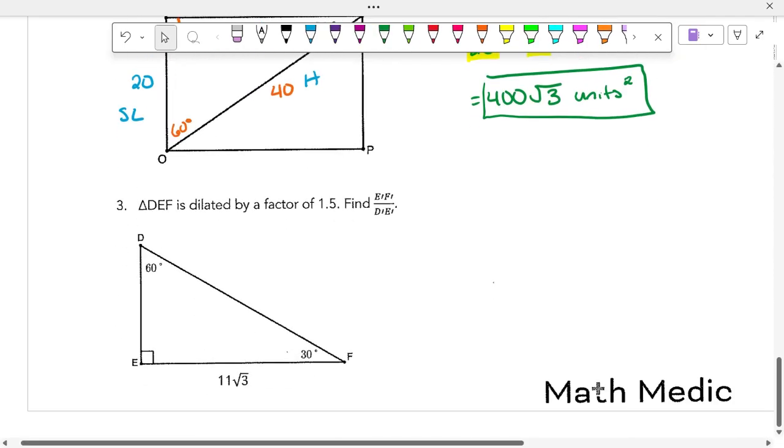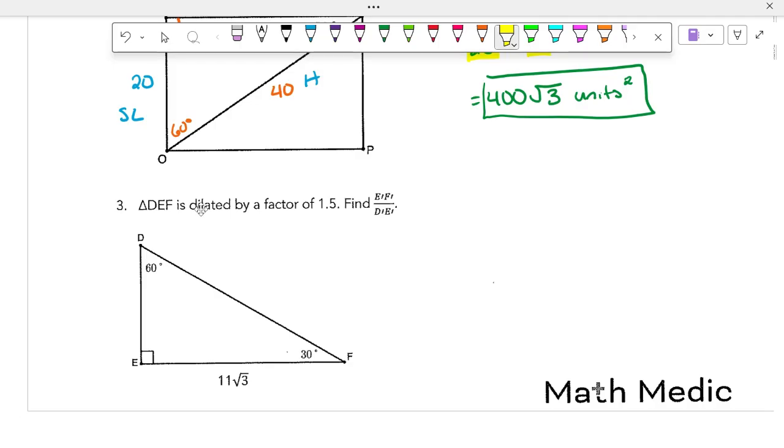All right, the last one. DEF is dilated by a factor of 1.5. And they want us to know what's the ratio for EF prime and DE prime. So DEF is not the one that's dilated. We have to actually dilate it. So, it'll end up being a bigger triangle, but just for space. So D prime, E prime, F prime. This is still 60, 30, right angle. So, recall how to dilate.